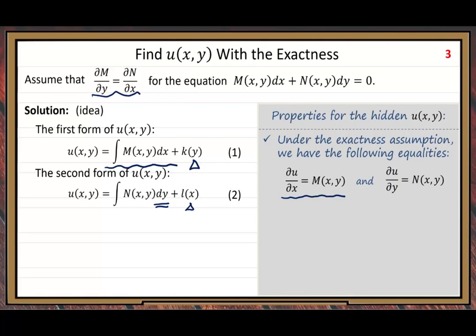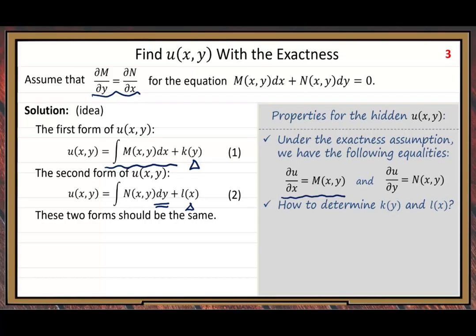These two forms should be the same, right? One same function has two different representations, but these two representations must be the same function. So with this relationship, we hope we can figure out the little k function and the little l function. How to determine the little k function and the little l function?